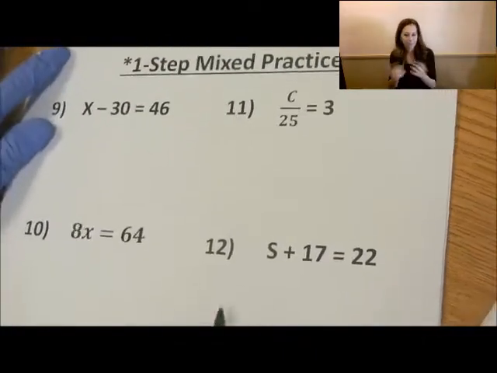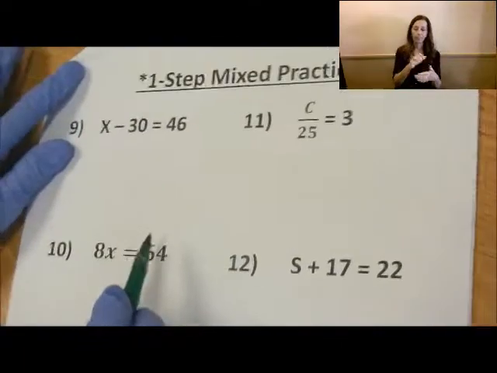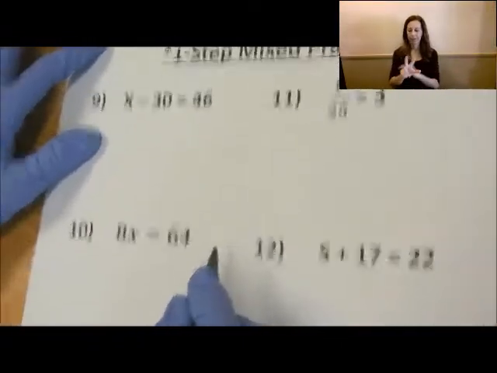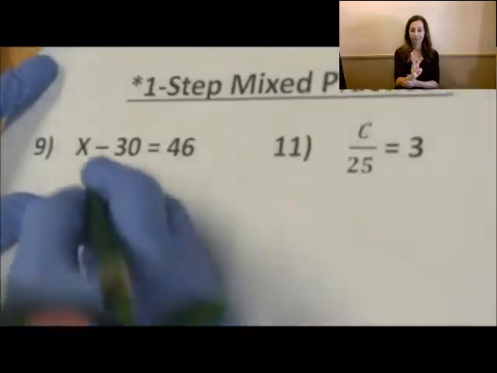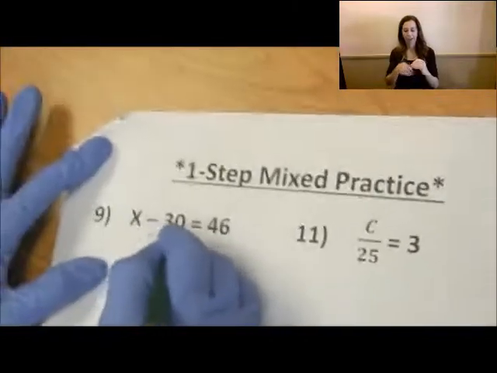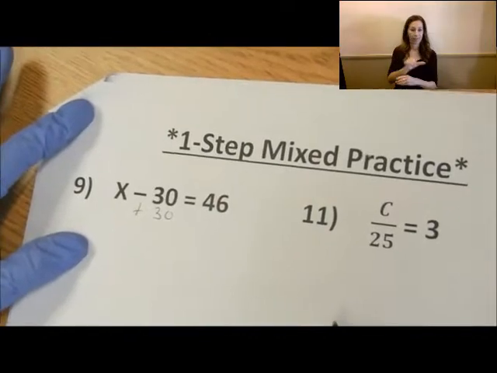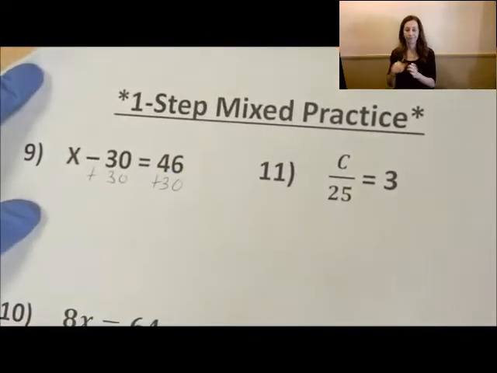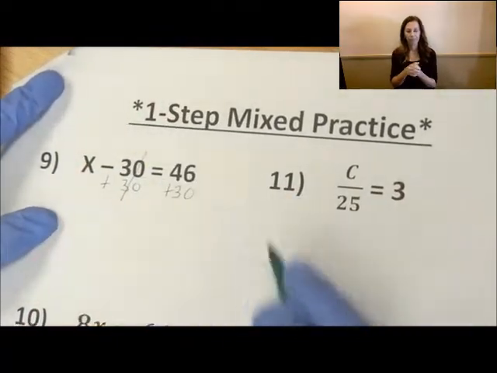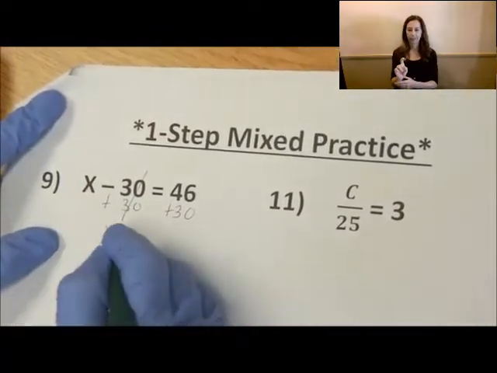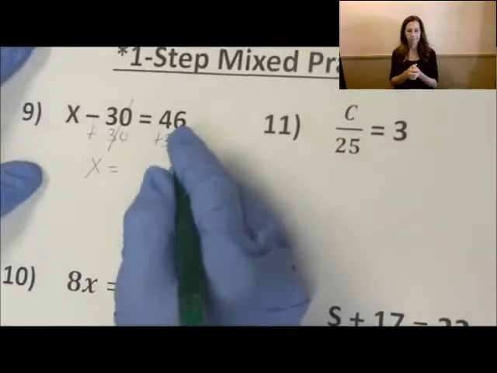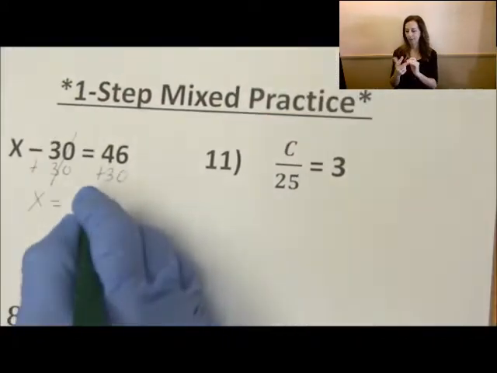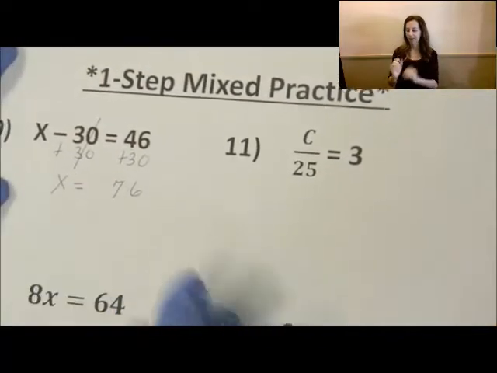So the first one is subtraction. So we're going to use addition here. So we have x minus 30 equals 46. So we're going to add 30 to the left side of the equal sign, and we're going to add 30 to the right side of the equal sign. This cancels, so we have x left there. 6 plus 0 is 6, and 4 plus 3 is 7, so x equals 76.